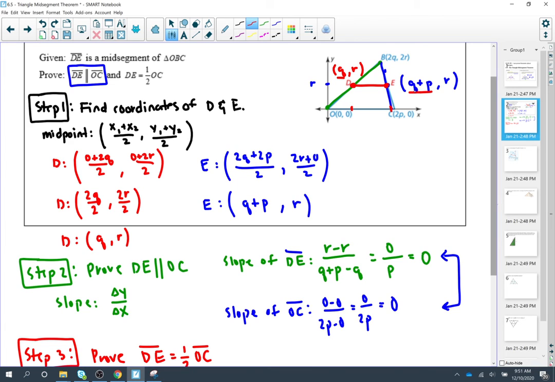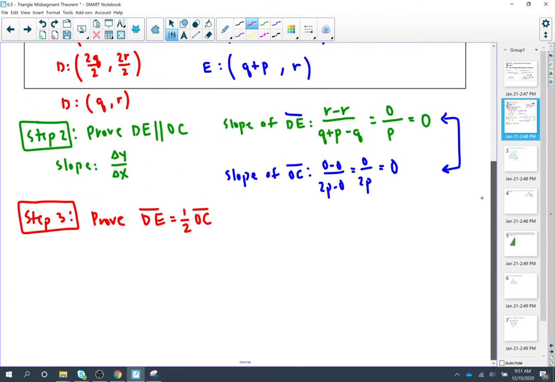So we're going to take Q plus P and we're going to subtract Q. So the length of DE is Q plus P minus Q. Technically speaking, if we're doing a distance, it always has to be a positive number. So we could do absolute value here. And then Q minus Q is just going to give us P, which is a positive P. So the length of DE is P.